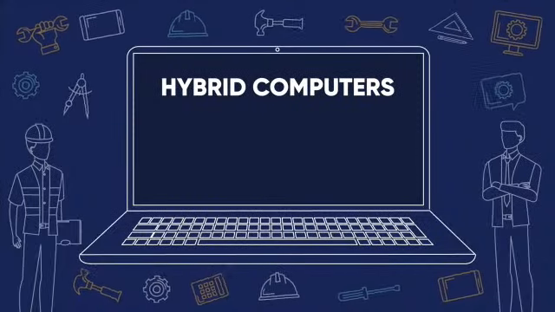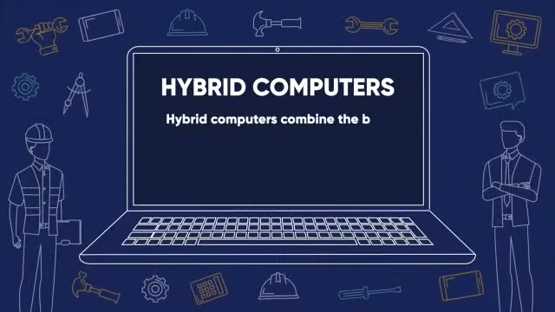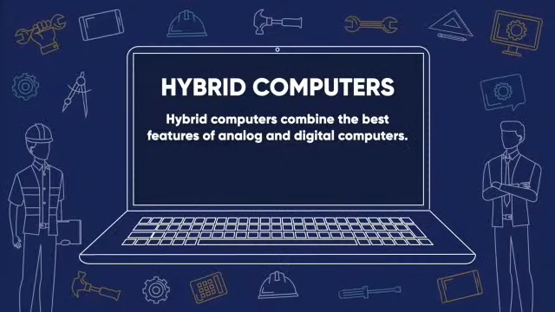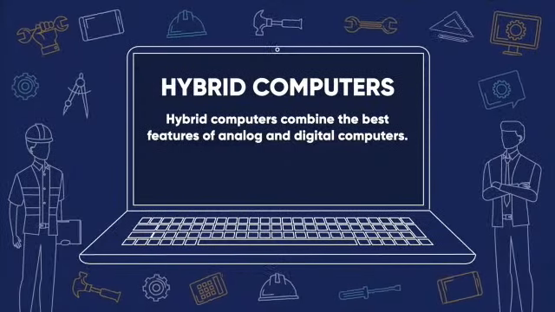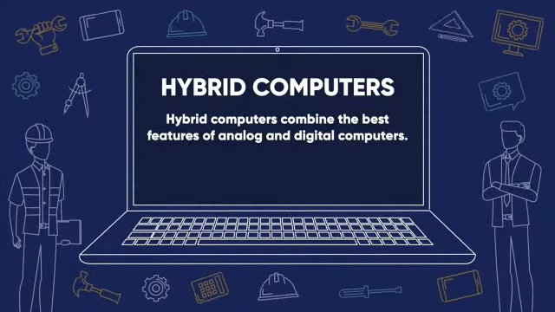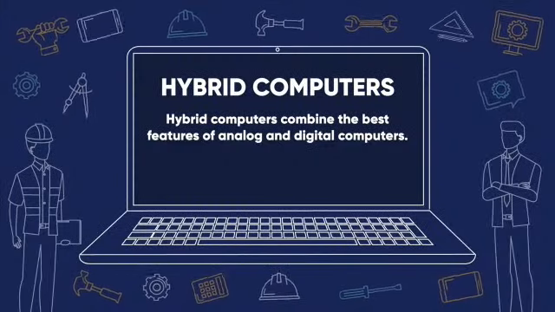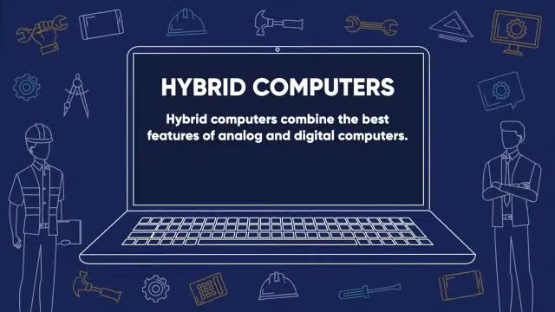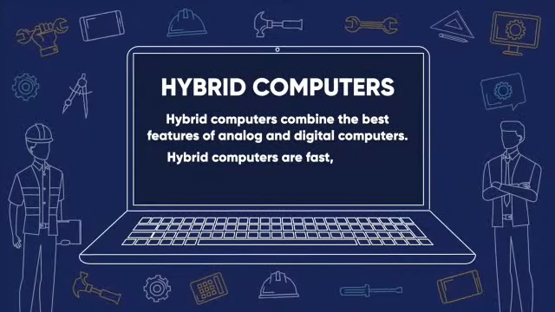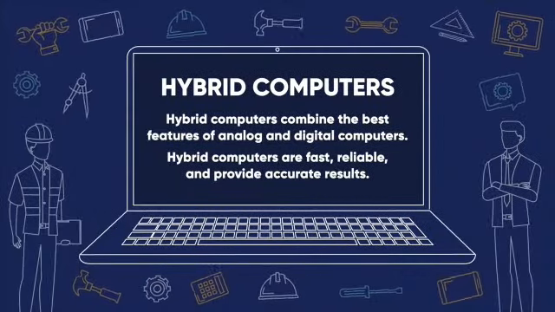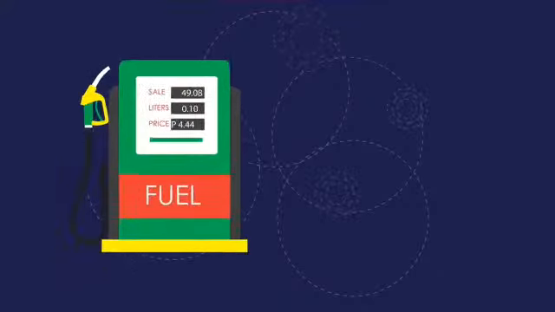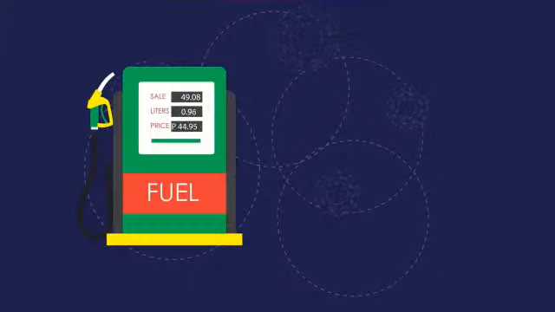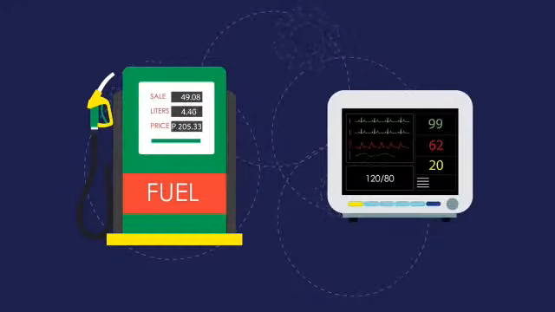Lastly, we have hybrid computers. When you combine the best features of both analog and digital computers, you now call it hybrid computers. The hybrid computer has the speed of an analog and the accuracy of the digital computer. Hybrid computers are fast, reliable, and provide accurate results. One example is the petrol pump. It contains a processor that converts fuel flow measurements into quantity and price values. In some hospitals, they have a machine called a vital signs monitor.